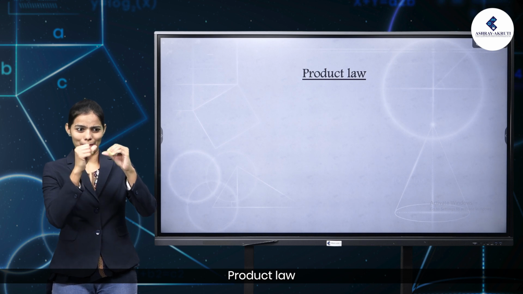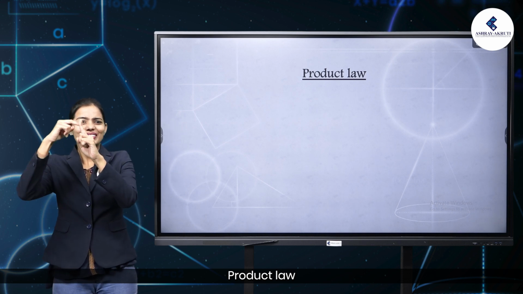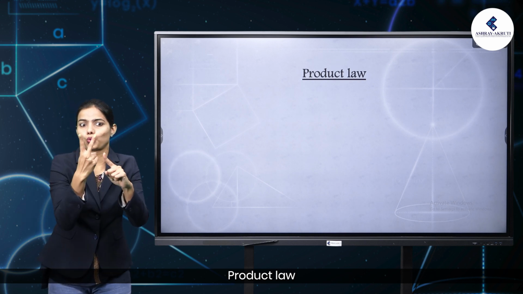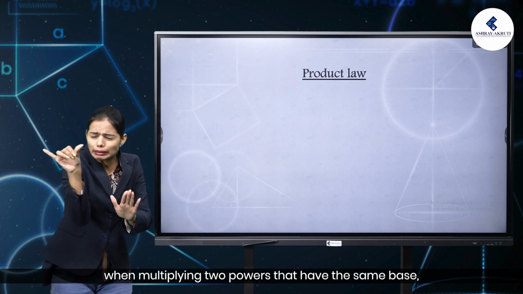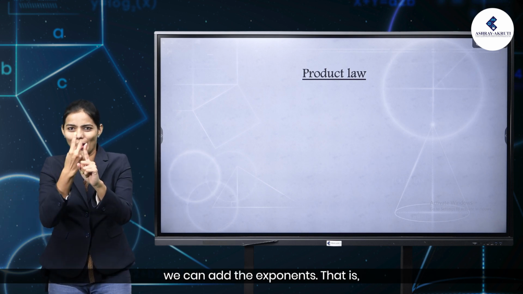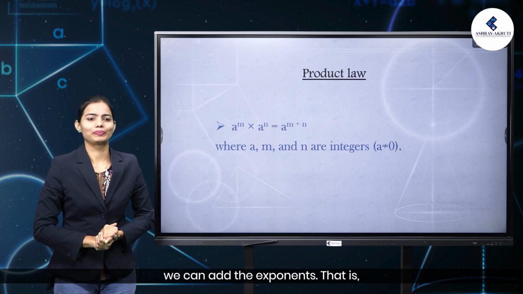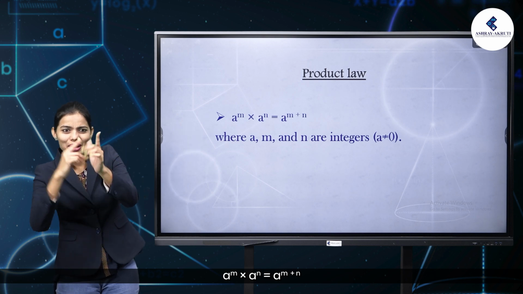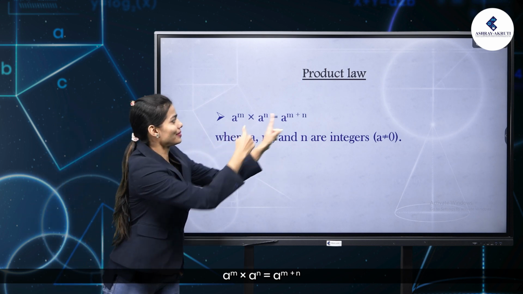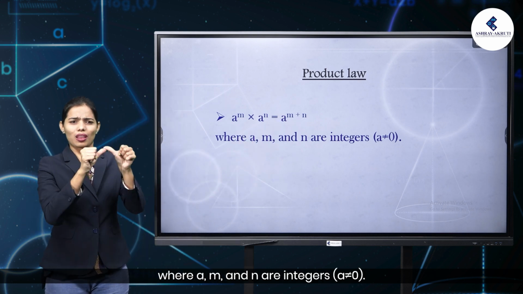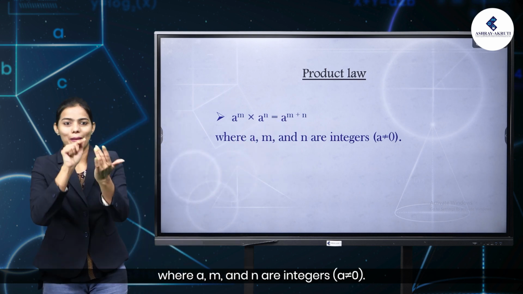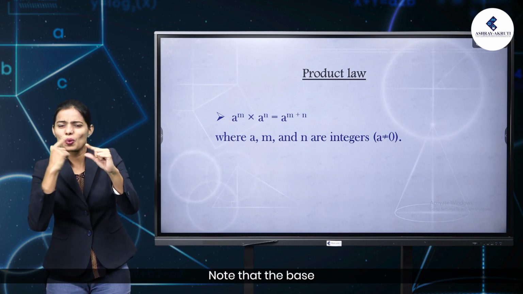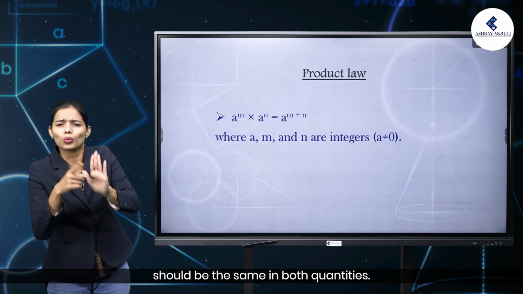Product law. According to this law, when multiplying two powers that have the same base, we can add the exponents. That is, a to the power m into a to the power n is equal to a to the power m plus n, where a, m and n are integers, a is not equal to 0. Note that the base should be the same in both quantities.